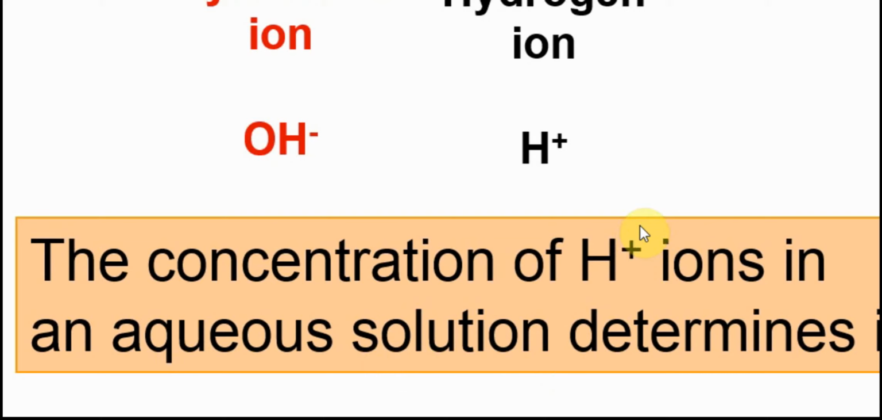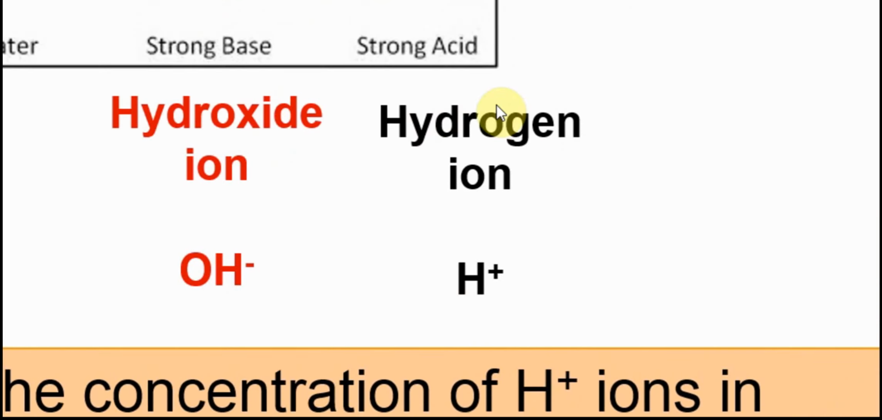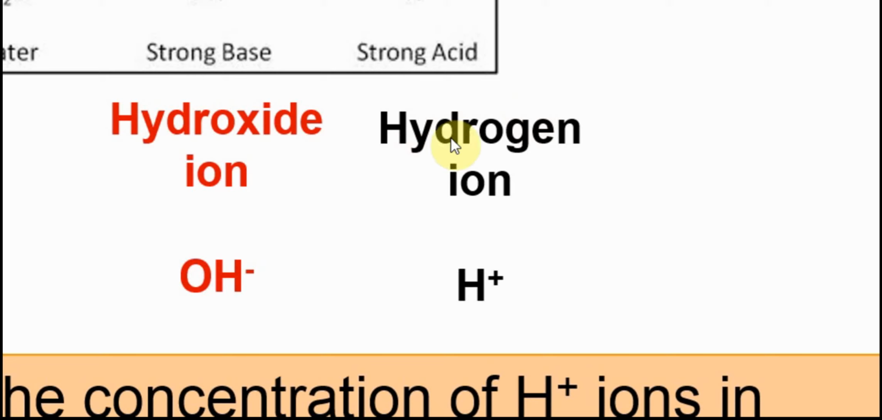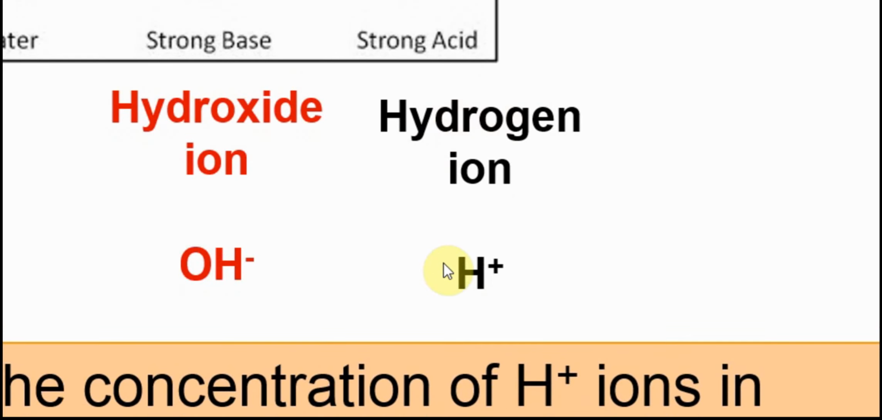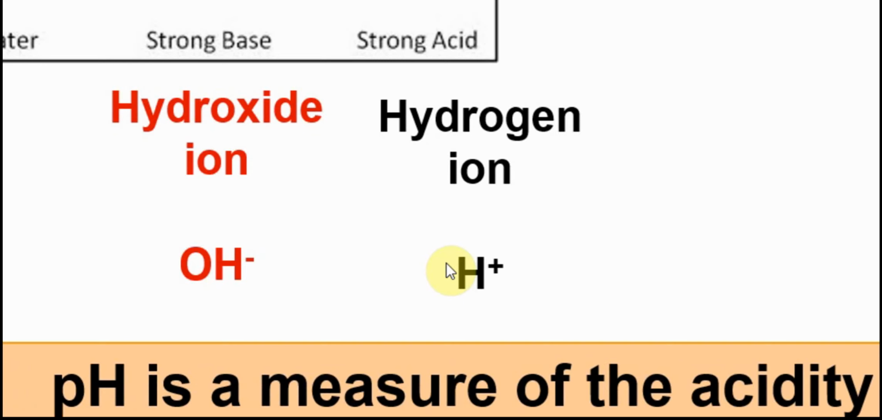So the definition of pH means something has to be dissolved in water, and that thing, whatever's dissolved, is going to be giving off hydrogen ions. The more hydrogen ions that are given off, the lower the pH. So another way to say this is the pH is how we measure how acidic something is.